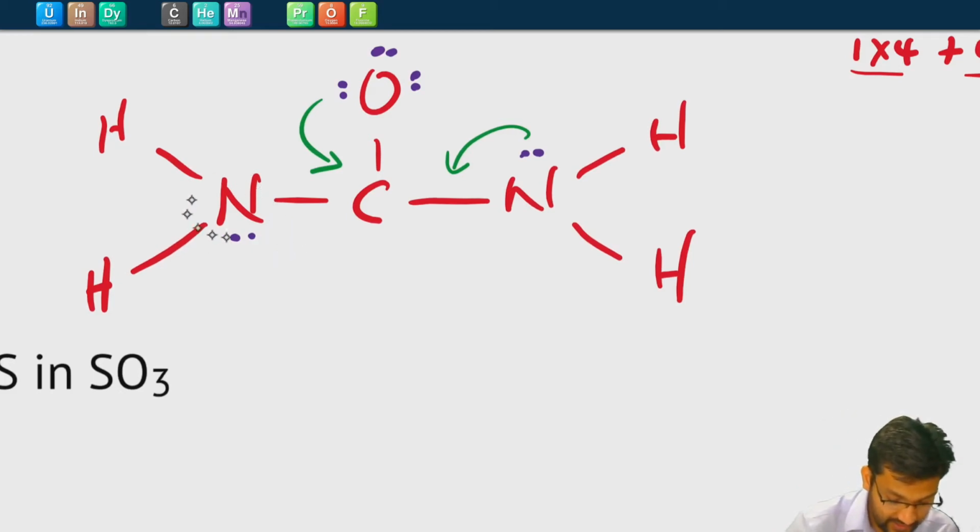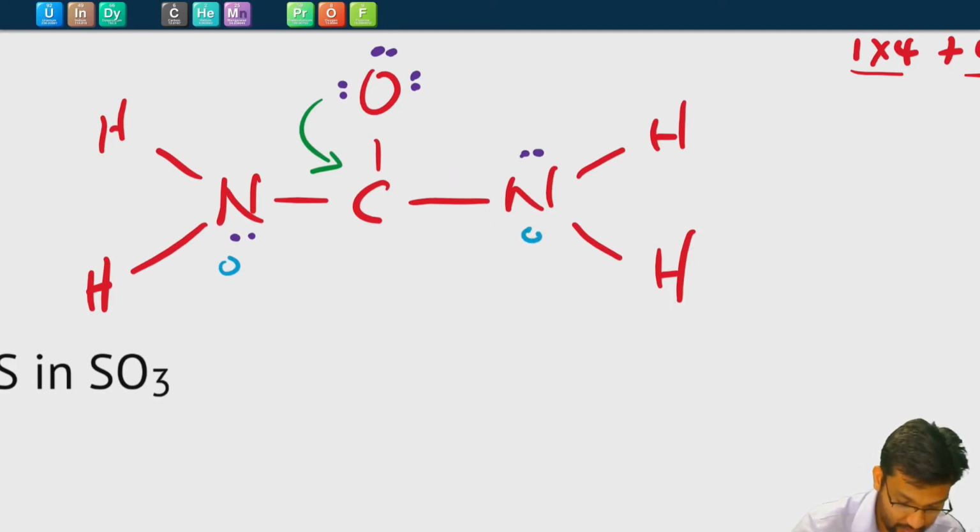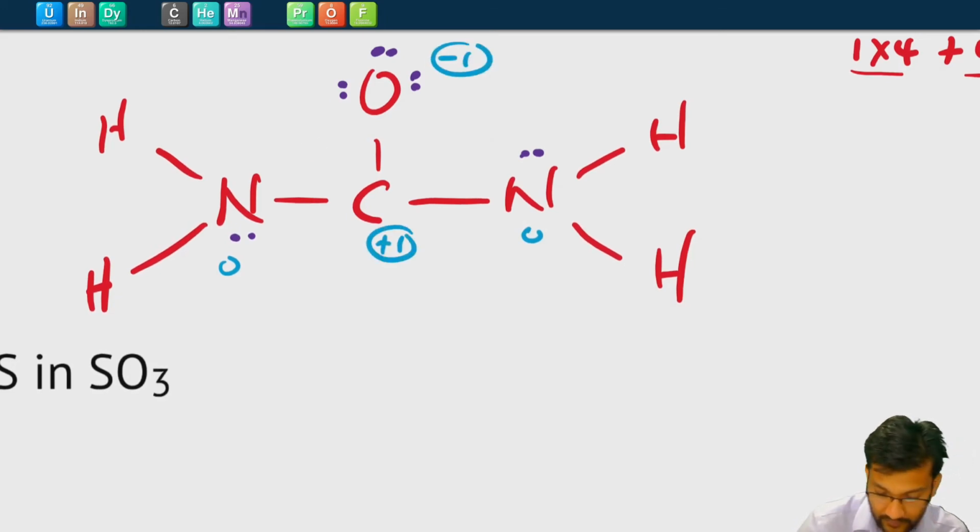Currently this nitrogen, the formal charge is... 5 valence electrons for nitrogen minus 2 dots and 3, that's 6, so 0. Currently, this nitrogen is also 0. And currently, this oxygen, if it doesn't share, is minus 1. The carbon is plus 1, right?